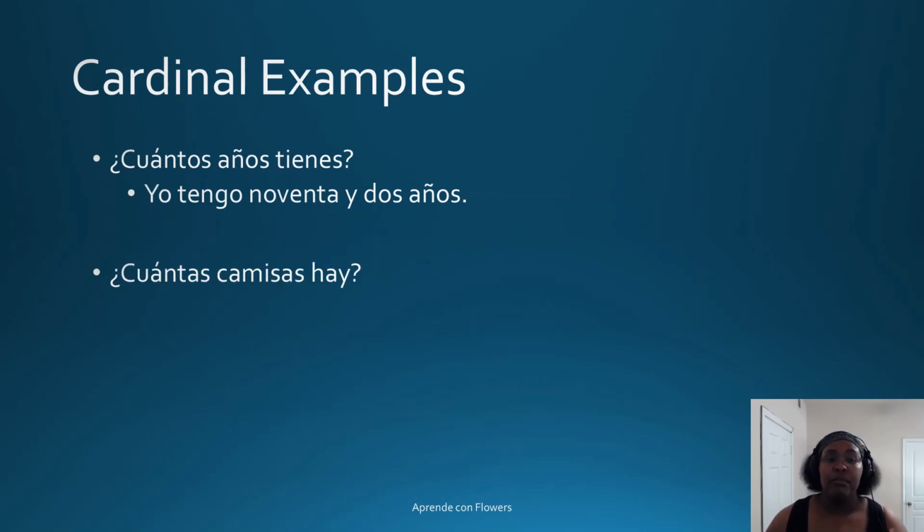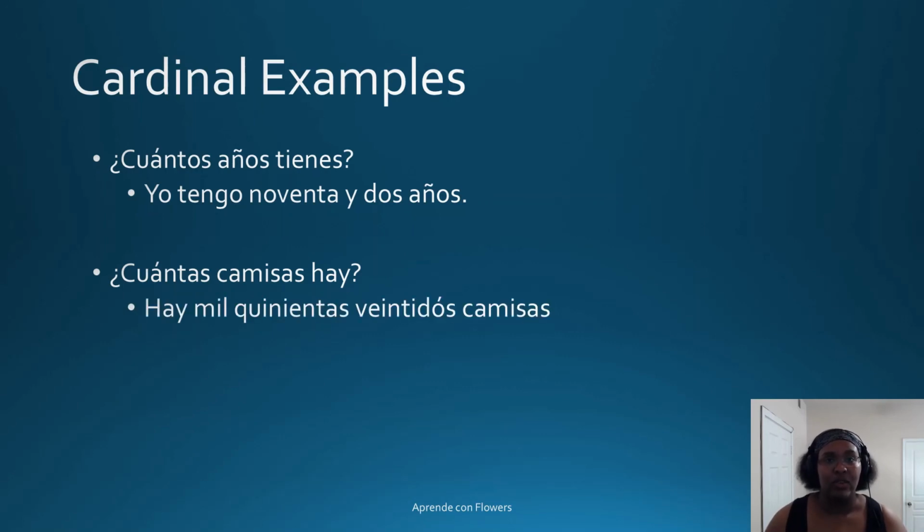Now, when it comes to asking how many something are, you're going to use cuántos or cuántas, depending on if the noun's masculine or feminine, and then the item, and then hay, meaning there is or there are. So the way you respond to ¿cuántas camisas hay?, you respond with hay, the number, and then the unit. So in our example, we have hay 1522 camisas. There are 1,522 shirts. If you have a store, that's a nice number. If you have that in your house, you might have a problem.